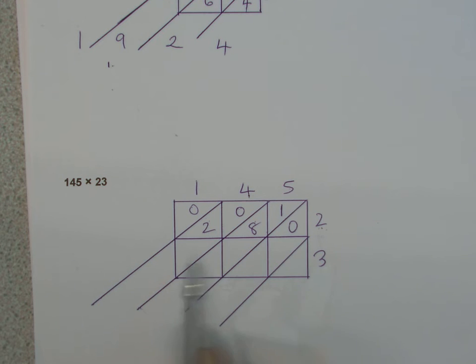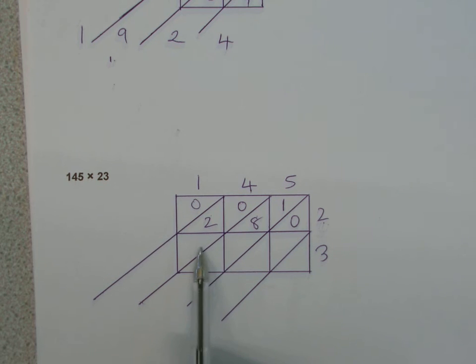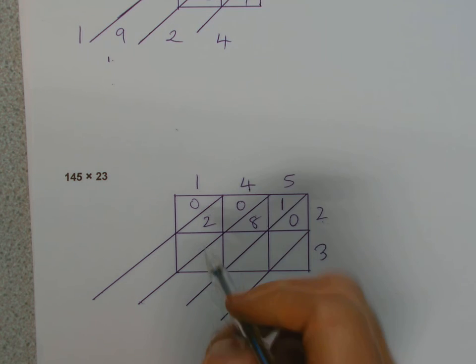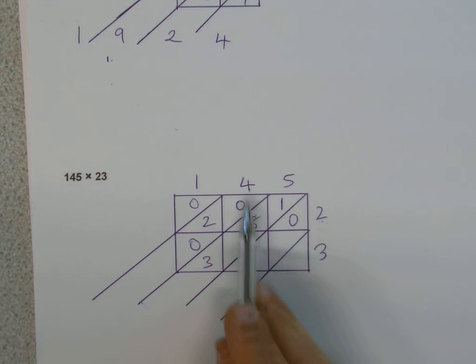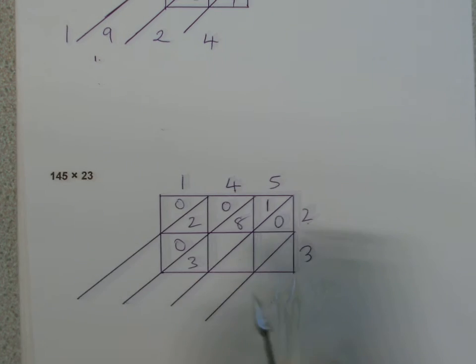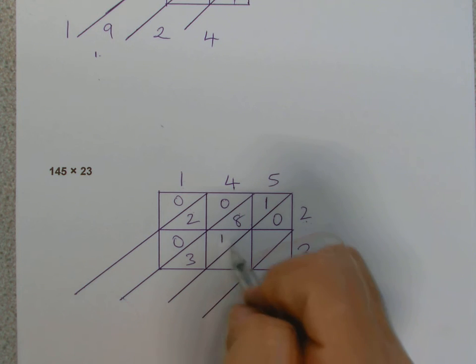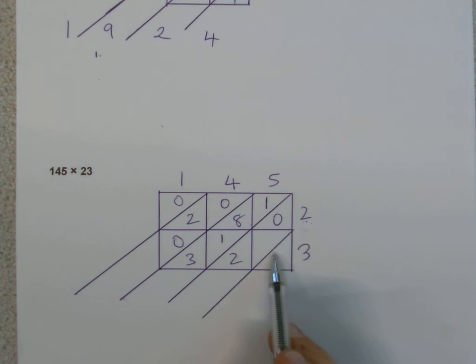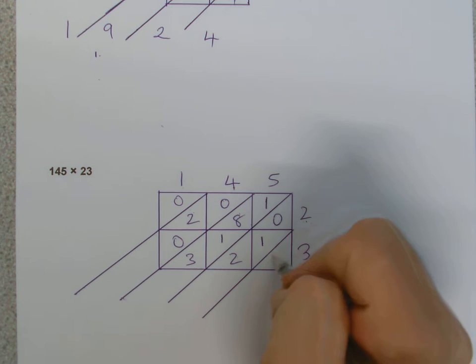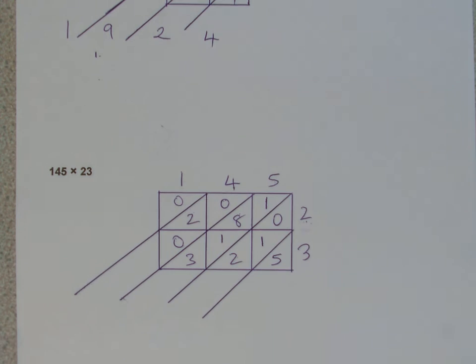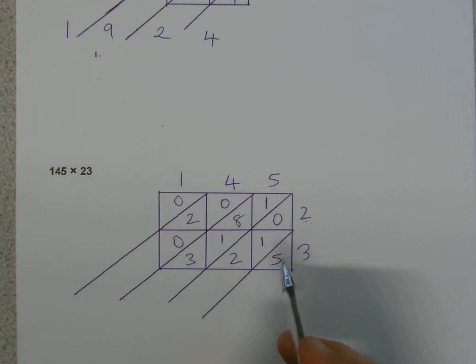If we go along this bottom row now, in this box, we've got 1 above, 3 to the right, so 1 times 3 is 3, so that's 0, 3. This box, on the top you've got 4, on the right you've got 3. 4 times 3 is 12, so 1 and 2. And then this box, 5 at the top, 3 here, 5 times 3 is 15, so 1 there and 5 there. Okay, so you've got everything filled in, and all you've got to do then is add the diagonals.